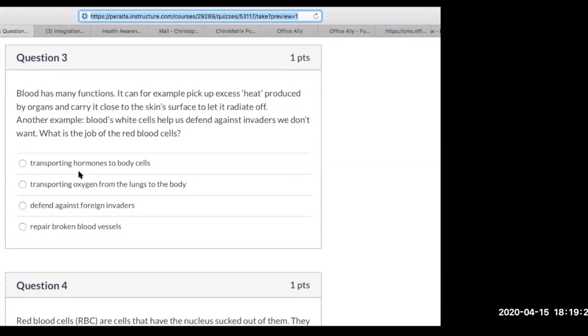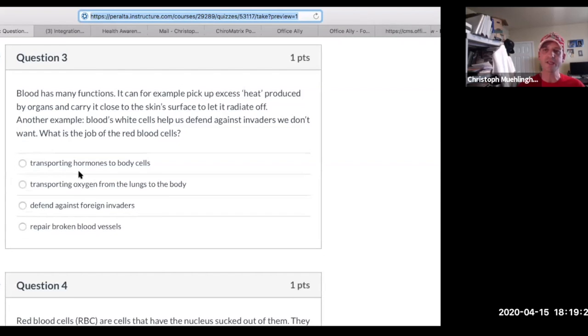Blood has many functions. It can, for example, pick up excess heat produced by the organs and carry it close to the skin surface and let it radiate off. Another example, blood's white blood cells help defend us against invaders we don't want.